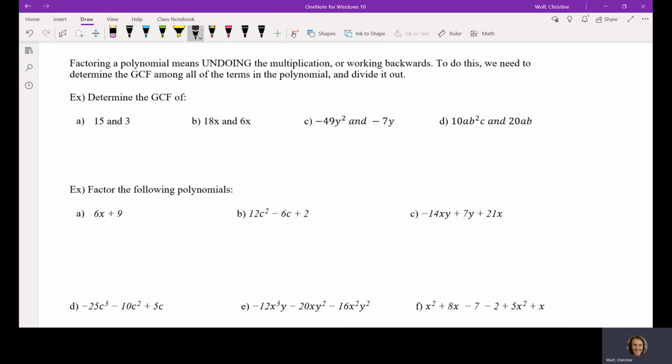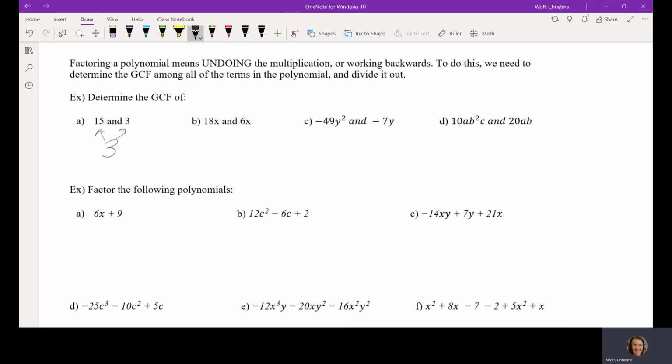So the GCF is the greatest common factor. So the biggest thing these two guys have in common. So what can I divide 15 by that I could also divide 3 by? Well, the answer is 3. I can divide 15 by 3, and I can divide 3 by 3. Okay, I could divide 15 by 5, right? But I can't divide 3 by 5, so that wouldn't work. So 3 is the biggest common factor that can be divided out of both of those.